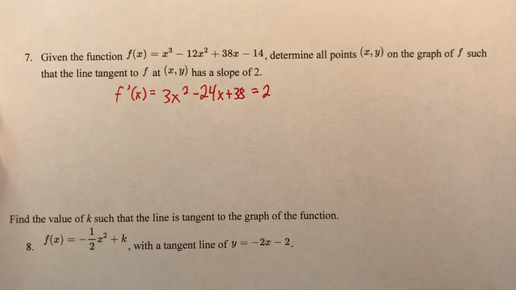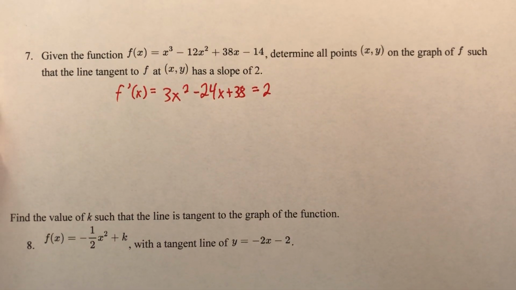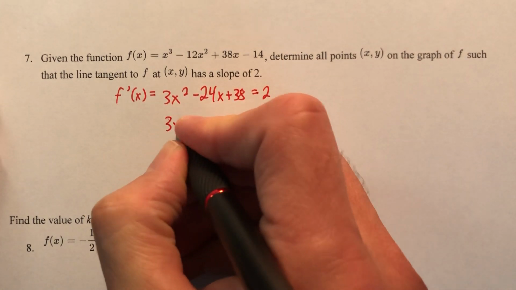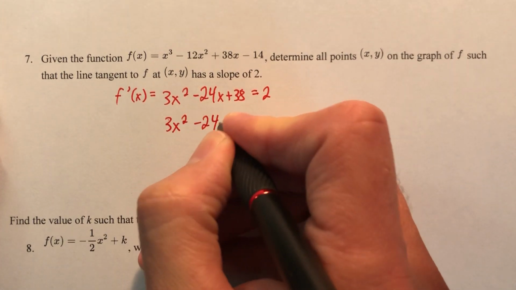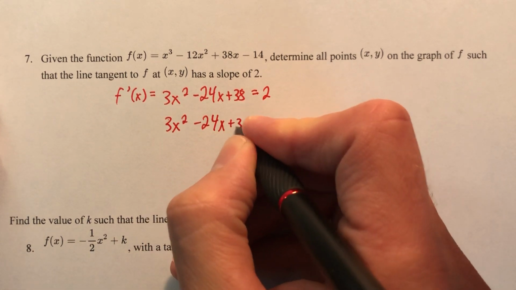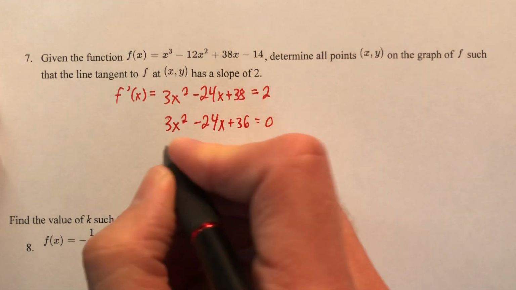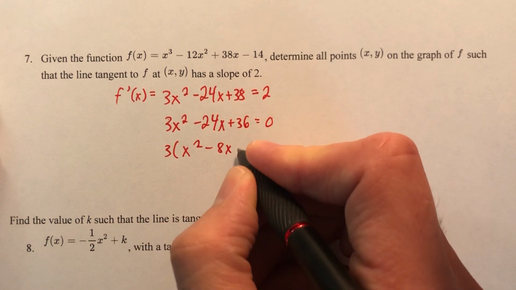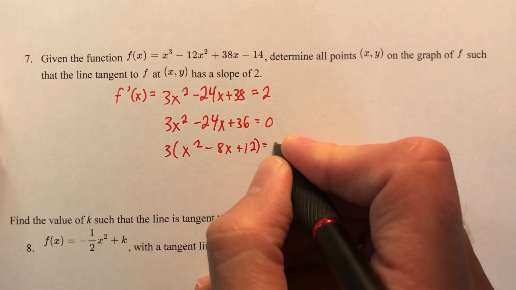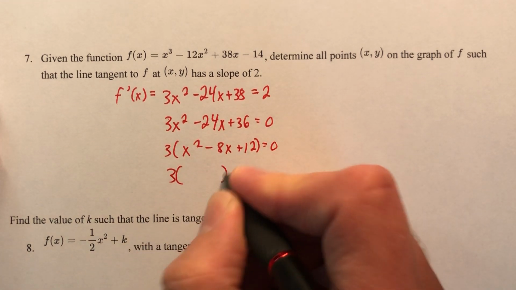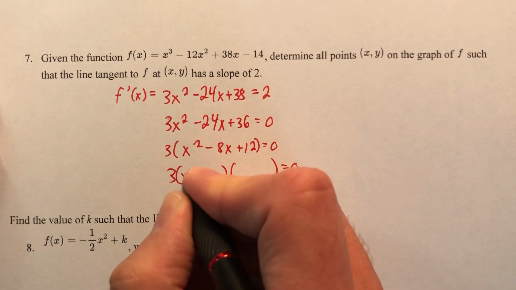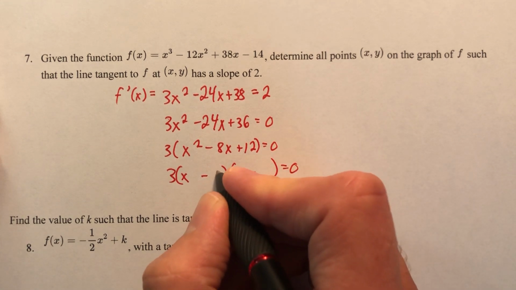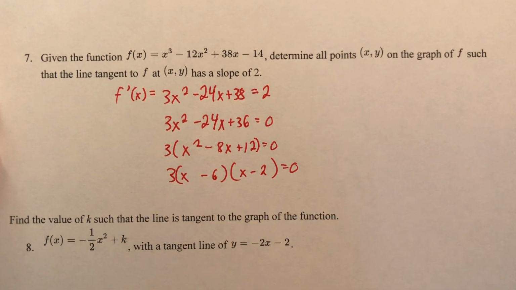Let's solve it. This one is actually factorable, so it's going to be very easily solved. We will move the 2 to the left side of the equation, so 3x squared minus 24x plus 36 equals 0, pulling out some old algebra tricks here. Let's factor out a 3. That gives me x squared minus 8x plus 12 equals 0. And then x and x, minus, and that would be 6 and 2. Am I right? Yeah, I'm right.